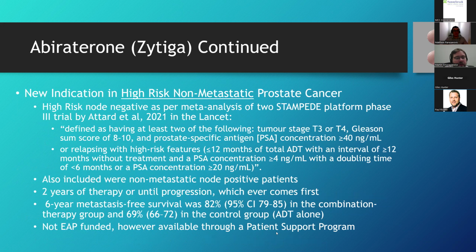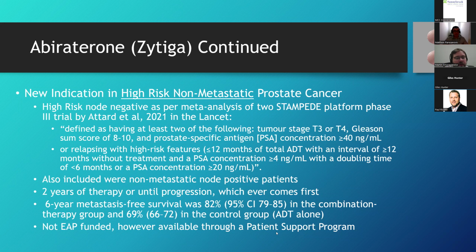Abiraterone also has a newer indication, which we started using it under last year. So it's for the high-risk non-metastatic prostate cancer patients. So high-risk node negative, as per the meta-analysis in the STAMPEDE platform phase 3 trial by Attard in 2021 in the Lancet. So it is defined as having at least 2 of the following: tumor stage T3 or 4, Gleason score sum of 8 to 10, and a PSA concentration over 40, or the patient can be relapsing with high-risk features. Also included in the study were non-metastatic node-positive patients.